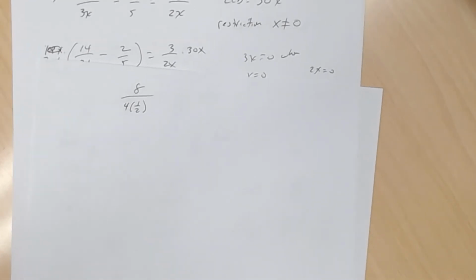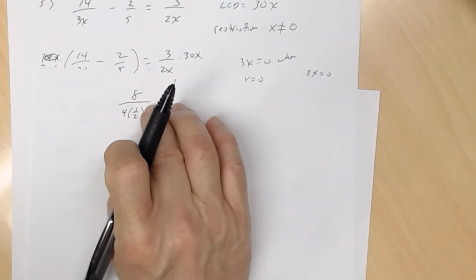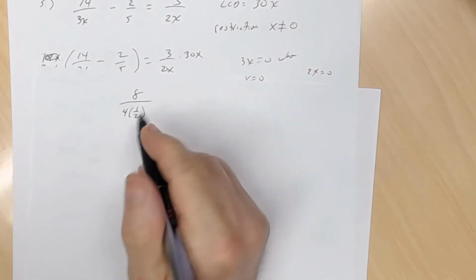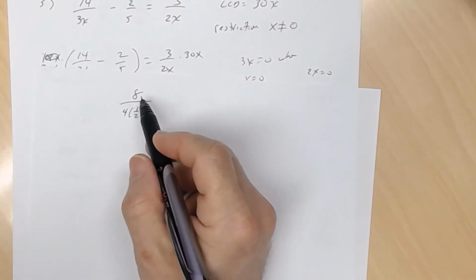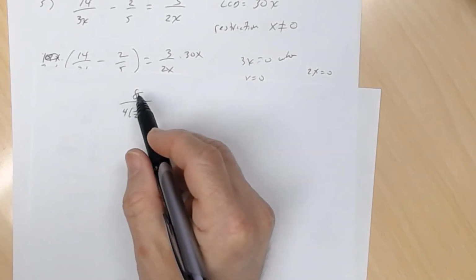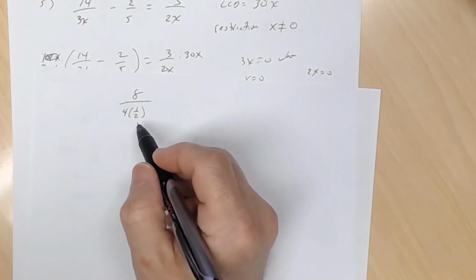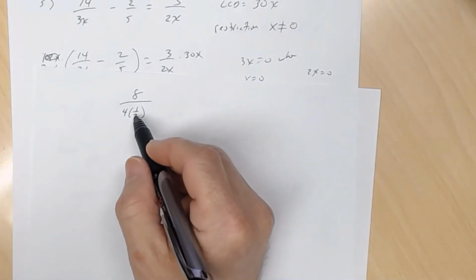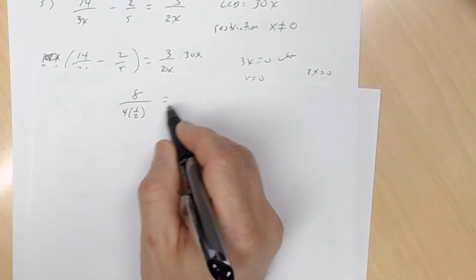I want you to look at this before we check. I made this example easy so you can understand. I have 8 divided by this product. Now what is 4 times a half? Well, 4 times a half is 2.